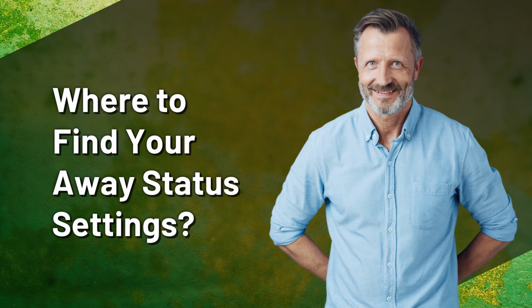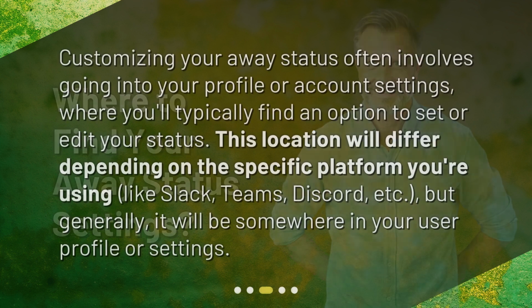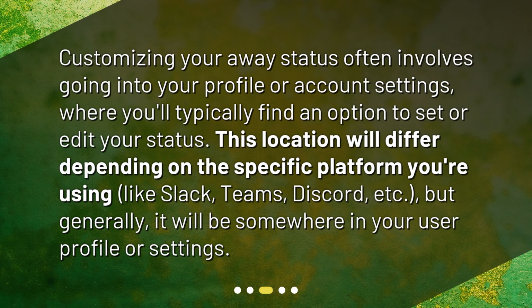Where to find your away status settings? Customizing your away status often involves going into your profile or account settings, where you'll typically find an option to set or edit your status. This location will differ depending on the specific platform you're using, like Slack, Teams, Discord, etc., but generally, it will be somewhere in your user profile or settings.